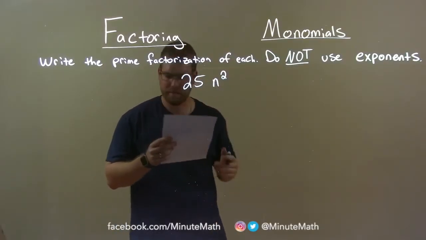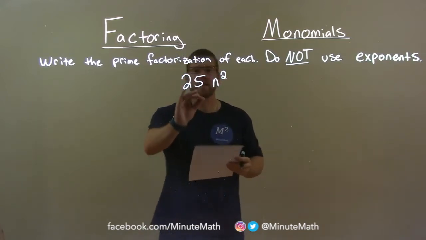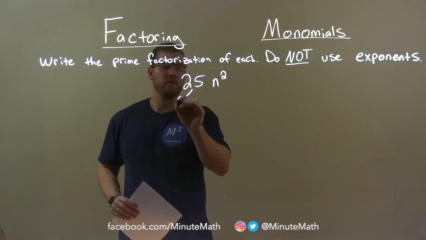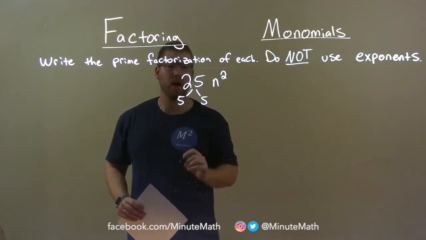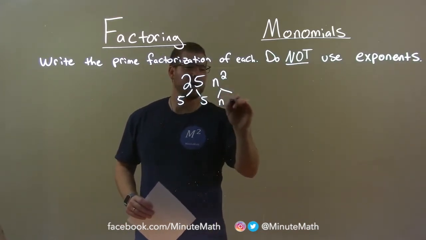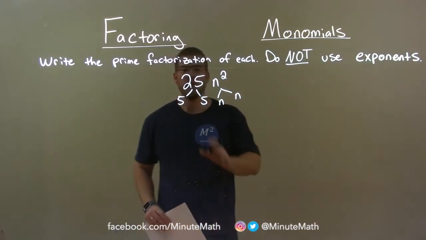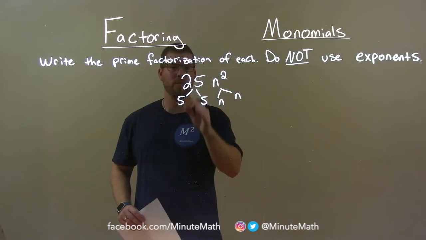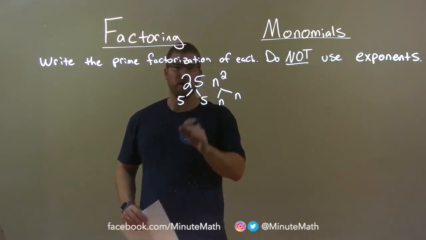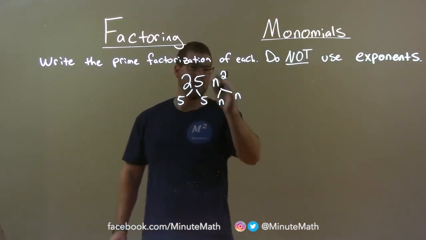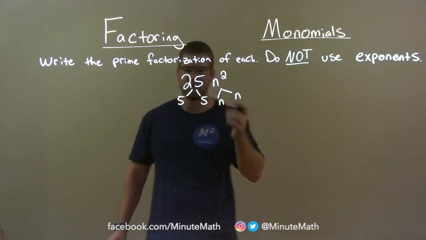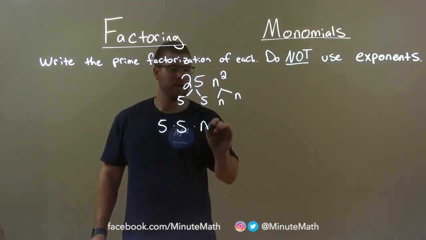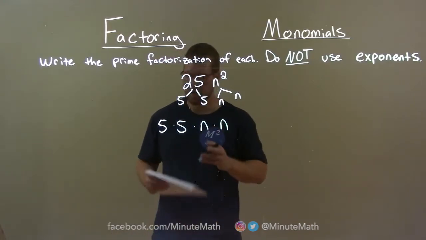25n squared. Okay? Well, we need to break down the 25 and the n squared. 25 we know is 5 times 5, and n squared is n times n. So now we've actually broken down each one to their base form. 25, 5 times 5, both are prime numbers, so we're good. N squared, just two n's. So this breaks down to be 5 times 5 times n times n.